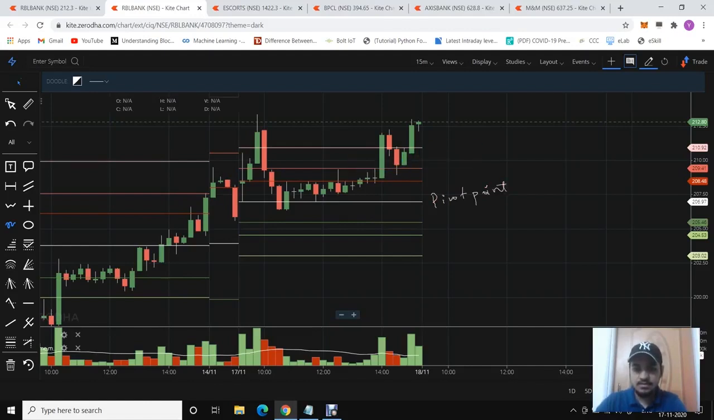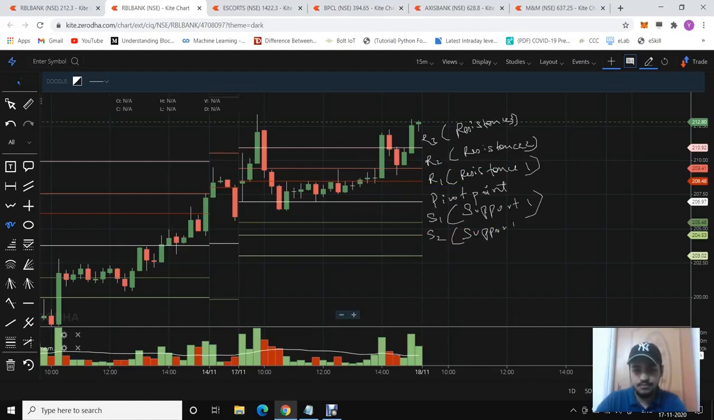The first line above the pivot point is known as R1, which stands for resistance 1. The line above it is called R2, that is resistance 2. The line above that is your R3, that stands for resistance 3. The first line below the pivot point is your S1, which stands for support 1. The line below that is S2, that stands for support 2. And the line below that is S3, that stands for support 3.